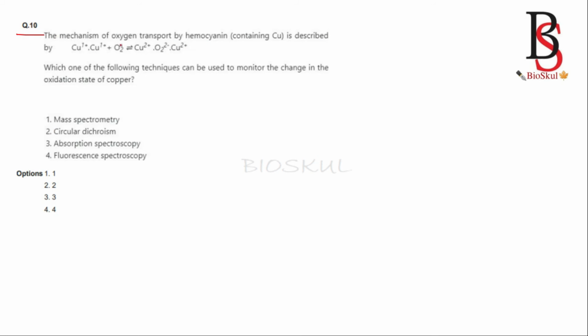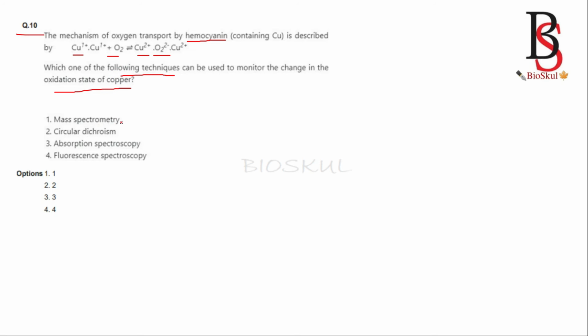Question number 10. The mechanism of oxygen transport by hemocyanin. Hemocyanin is found in the hemolymph of arthropods. It contains copper, and is described by copper 1 plus and oxygen being converted into copper 2 plus. Okay. Which one of the following techniques can be used to monitor the change in the oxidation state of copper? So here the oxidation of copper takes place. If the copper is oxidized, then it will form blue in color. Okay. And that will be detected by which of the following techniques?